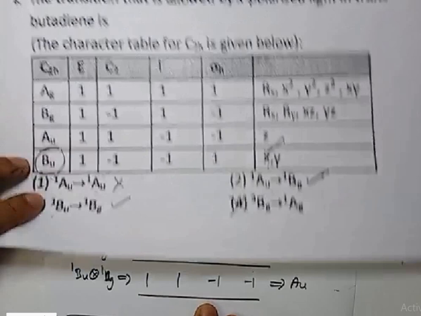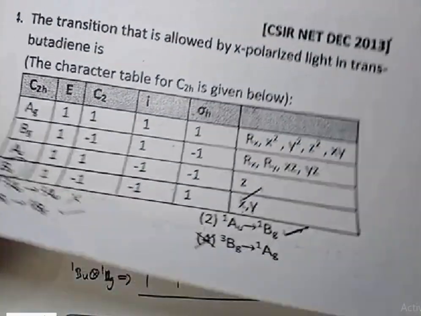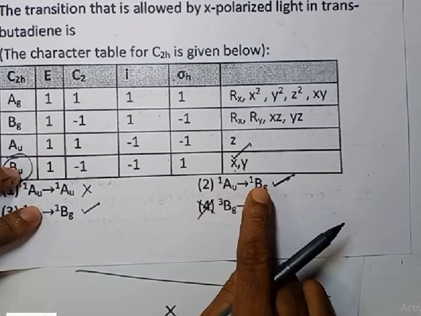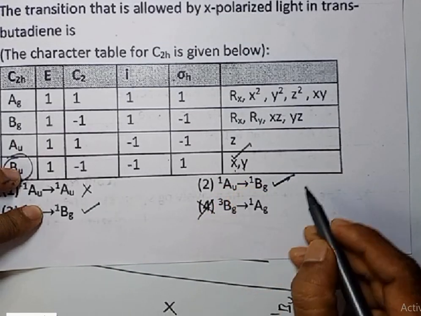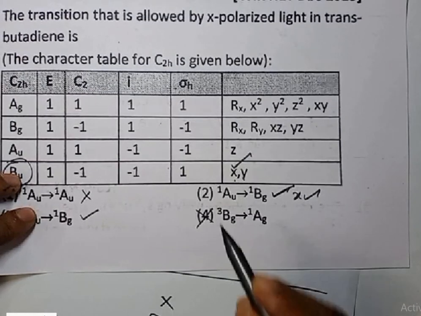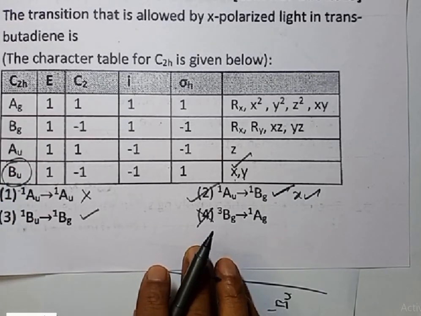But in the question they are asking which transition is X polarized allowed. Yes, only option 2, that is singlet AU to singlet BG. This transition is allowed by X polarized light. Okay, so the correct option for this question is option 2. Take down.